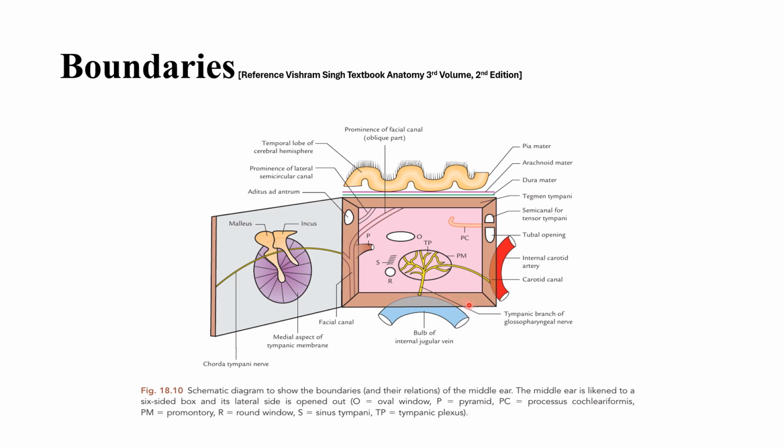So let's see, which boundary is this? Starting from, let me tell you, this is the roof, and this is the floor. This is the medial side, and this is the lateral side. Now this is the lateral side, and this is open. So you can imagine a box where the lateral side of one side of the box is opened out so that we can see inside the box.